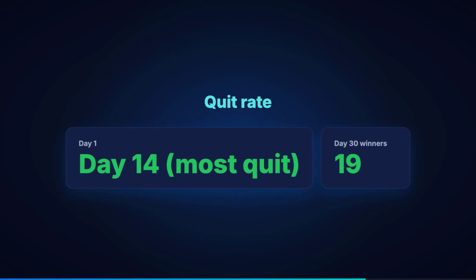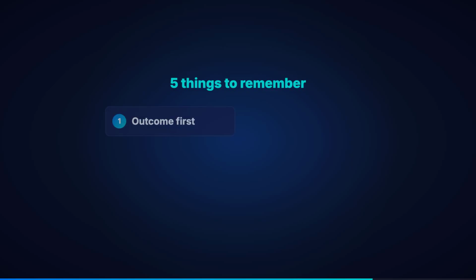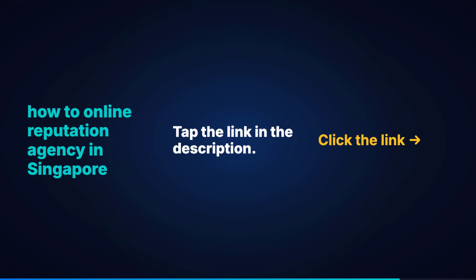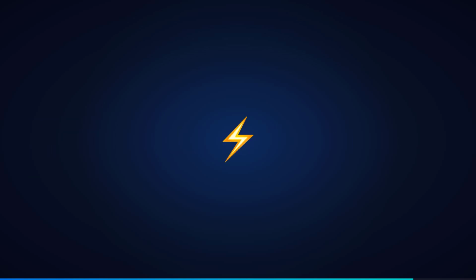Quick checklist before you start. This is the form you fill in. Here's the full loop. Most people quit at week 2. Don't. So, define the outcome, ship the smallest version, measure, fix the biggest break, repeat. That is how to online reputation agency in Singapore.